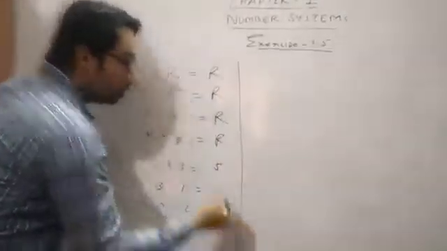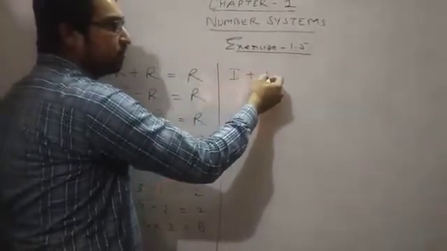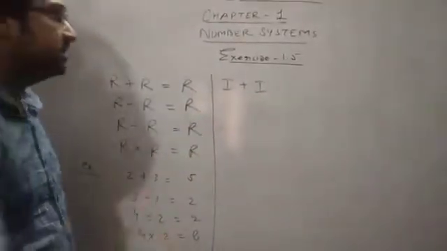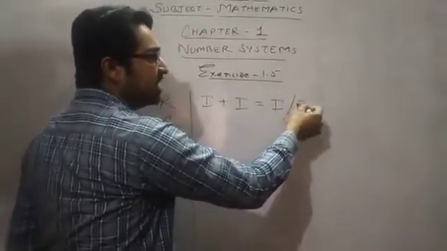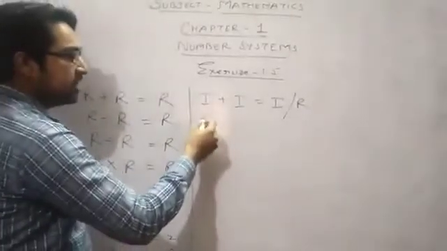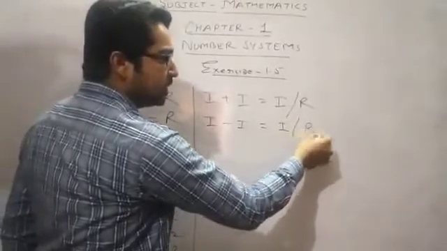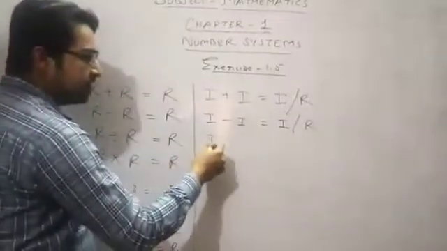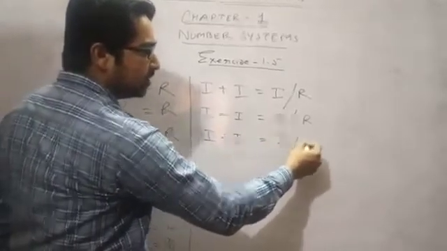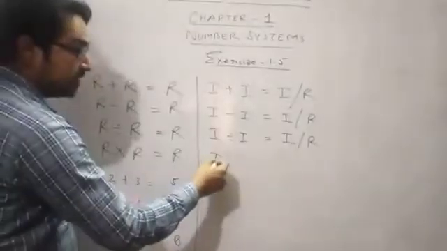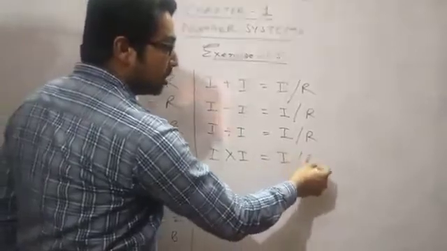Okay. Now, the next property: when we add an irrational number with another irrational number, the number will be irrational as well as rational. When we subtract an irrational number from an irrational number, the number will be irrational or rational. When we divide an irrational number by an irrational number, the number will be irrational or rational. When we multiply an irrational number with an irrational number, the number will be irrational or rational.